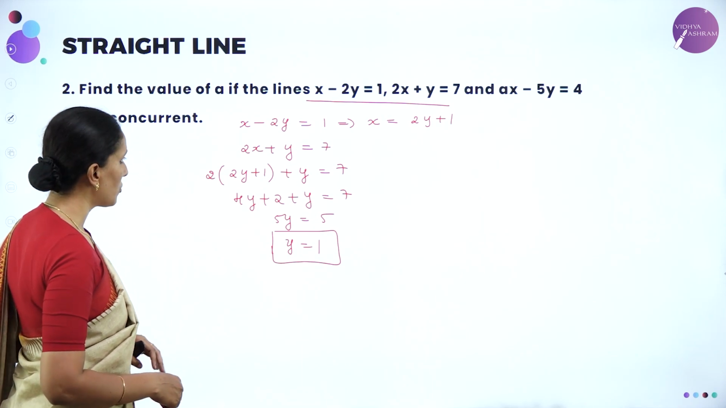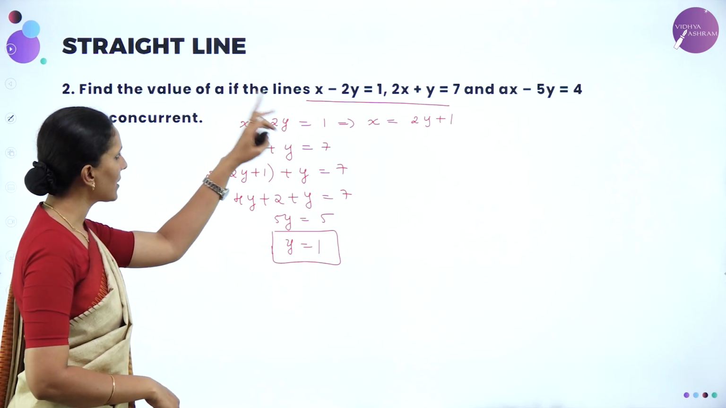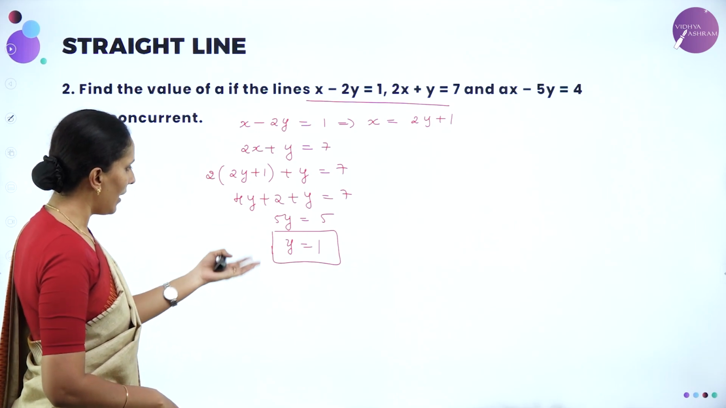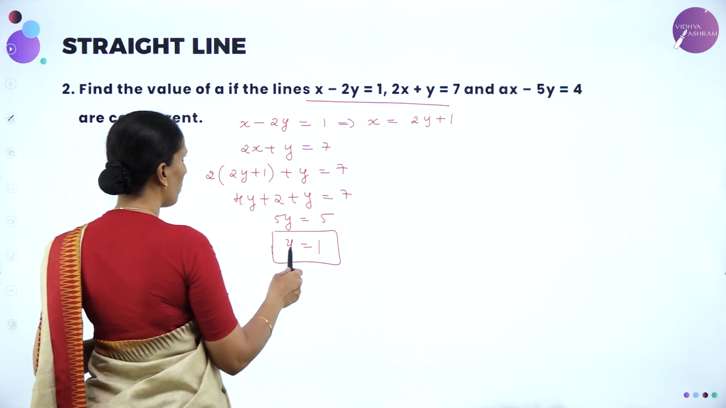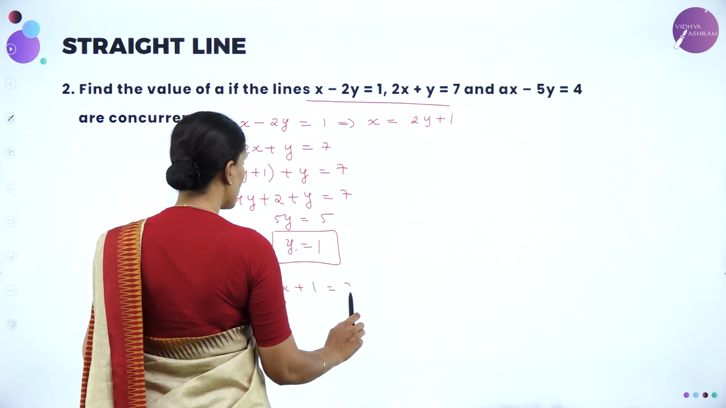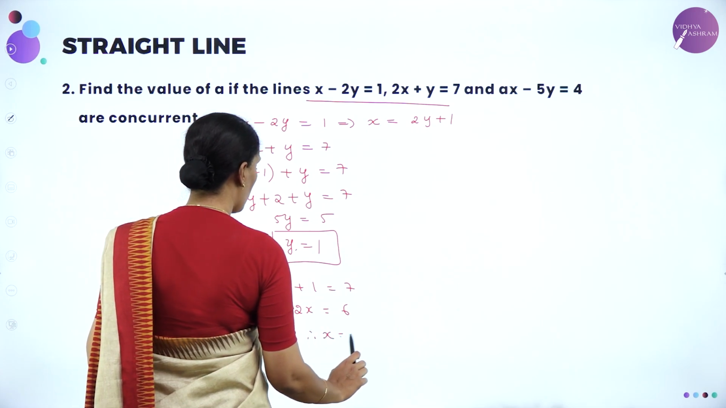Using the comparison method, we can also solve without solving the simultaneous linear equations directly. We can take the x value of one equation into some other equation to find y. Later on we can get back x. Now if you put y is equal to 1 here, we will get 2x plus 1 is equal to 7. So 2x is equal to 6. Therefore, x is equal to 3.